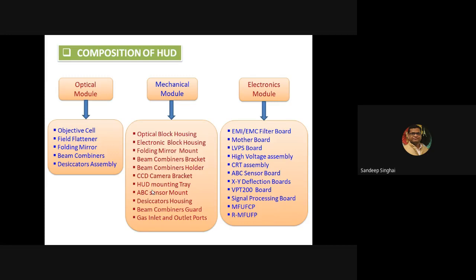As I told you, EMI-EMC filtering is very critical because with around 255 to 256 LRUs in the cockpit, it should not happen that the electromagnetic interference of your device disturbs any other device in the cockpit, and so those levels are to be maintained as per military standards.